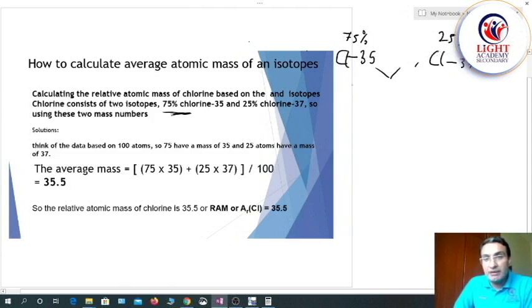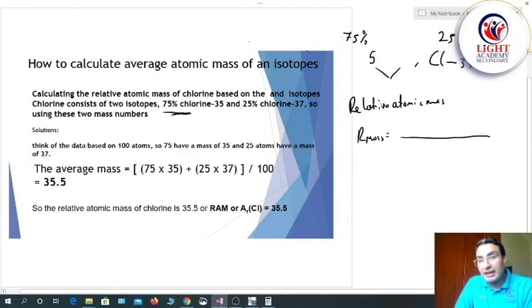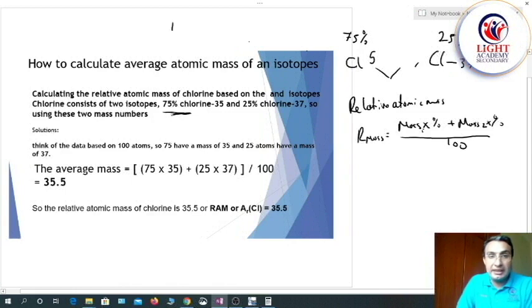In such cases, we are going to take the relative atomic mass. What is relative atomic mass? Relative atomic mass can be calculated like this. How? The mass of the first isotope multiplied by its percentage, meaning abundance, plus the mass of the second isotope multiplied by its percentage, divided by 100.